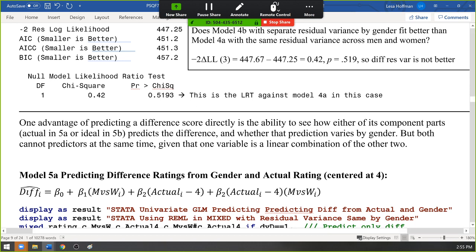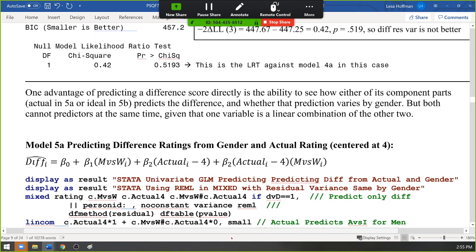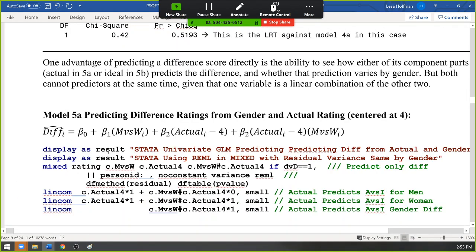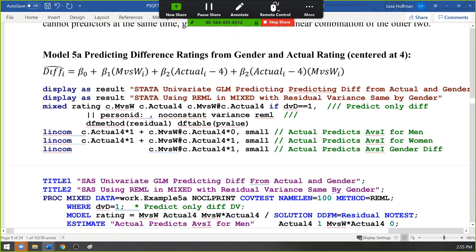We can put those outcomes into a univariate model as predictors instead. So I did that in two subsequent models here. This is 5A on page 9. This is a linear model predicting only the difference score. And now I'm using actual as a predictor instead. I centered it at 4, which was near the mean-ish middle point of that scale. And I'm asking whether actual ratings predict body discrepancy and whether they do so differently for men versus women.